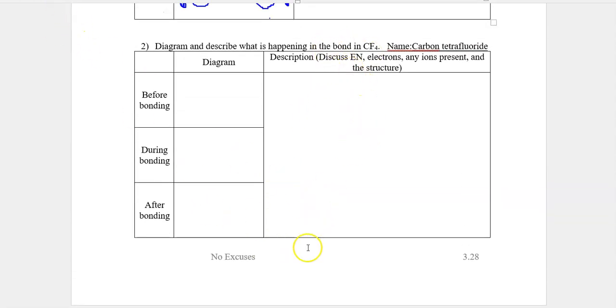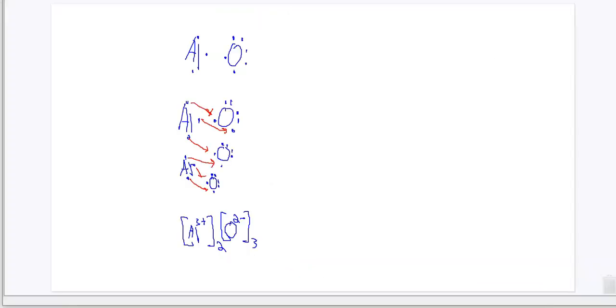Alright, let's draw this. Carbon tetrafluoride. So we put carbon in the middle. And carbon has 4 valence electrons. And then we'll put fluorine on all sides. And fluorine has 7. So 1, 2, 3, 4, 5, 6, 7. And then you just select that and copy paste it and just put it all the way around your carbon.